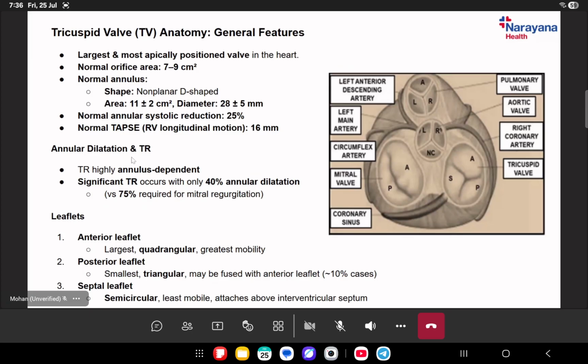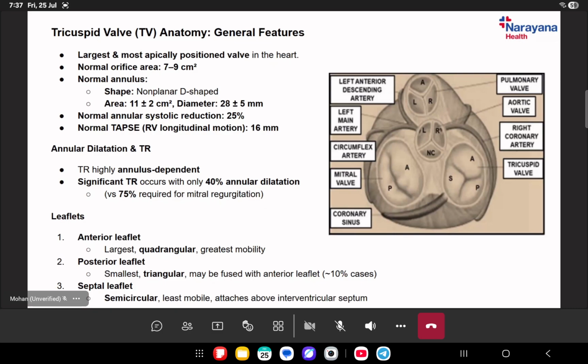And then annular dilatation and TR are highly annular dependent. Significant TR occurs with only 40% annular dilatation, versus if we compare it to the left side, it is around 75%. The slightest annular dilatation will cause severe or significant TR.